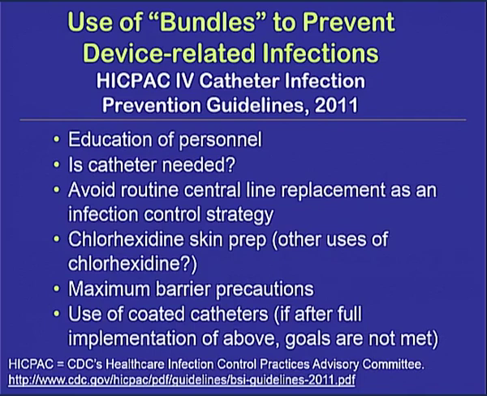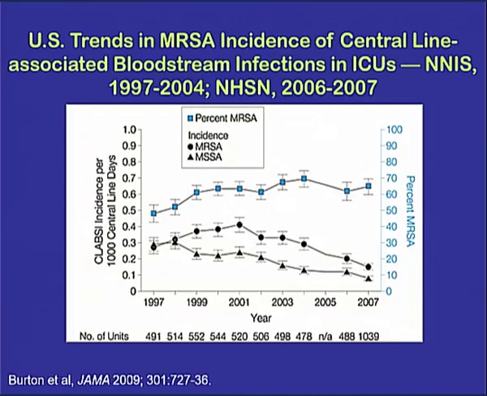How well do these guidelines work? They work amazingly well. This is trends just looking at MRSA and central line-associated infections. And you can see that with MRSA, when the first guideline came out, from 2001 to 2007 there was a 50% reduction in infection rates due to MRSA.